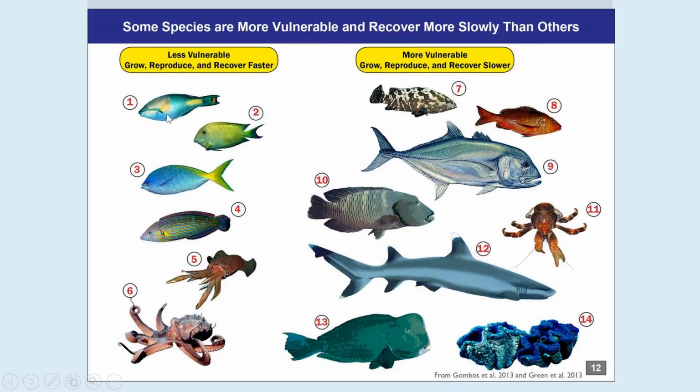That's an example, for example, many of the small parrotfishes or octopus. On the other hand, you can have species that are a lot more vulnerable to fishing and take a lot longer to recover because they tend to be bigger species from the higher trophic levels, and they take a lot longer to grow and turn over.